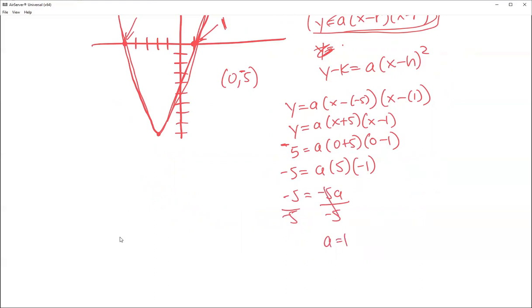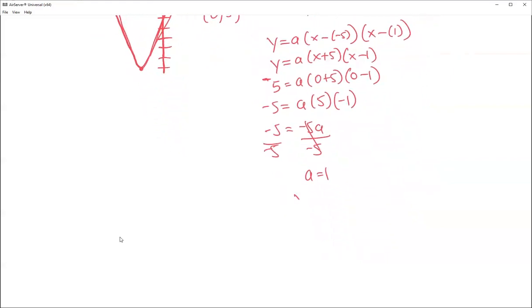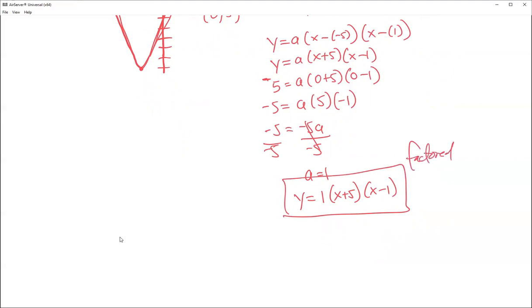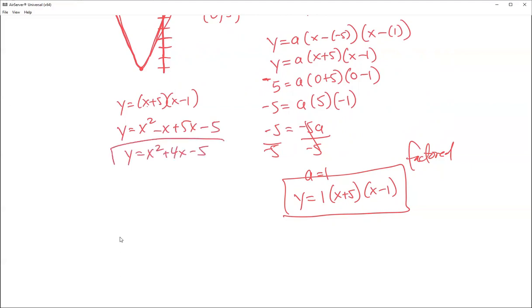All right? So if we put the factored form together, it's y equals 1 times (x plus 5)(x minus 1). You don't have to put the 1, but this is factored form. Now we want to FOIL this out to get the standard form. So y equals (x plus 5)(x minus 1). If the number wasn't 1, we would have to multiply that other number too. But right now we just want to FOIL it out. So it'll be y equals x squared minus x plus 5x minus 5. y equals x squared plus 4x minus 5. This is in standard form.